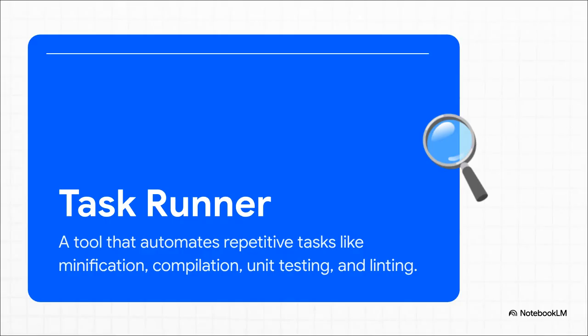So, what kind of work are we talking about? Think about all the tedious stuff you have to do as a developer. You know, compiling your Sass into CSS, shrinking your image files, minifying your JavaScript to make it tiny, all that stuff. A task runner automates it. You set it up once, and it just runs. It saves you so much time and stops you from making silly mistakes.